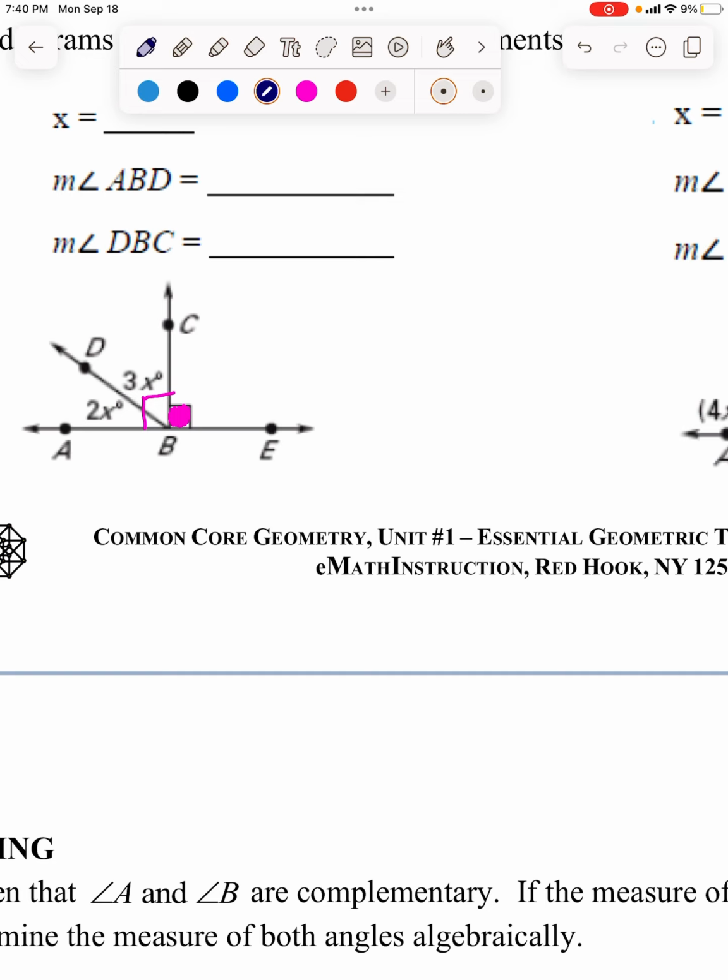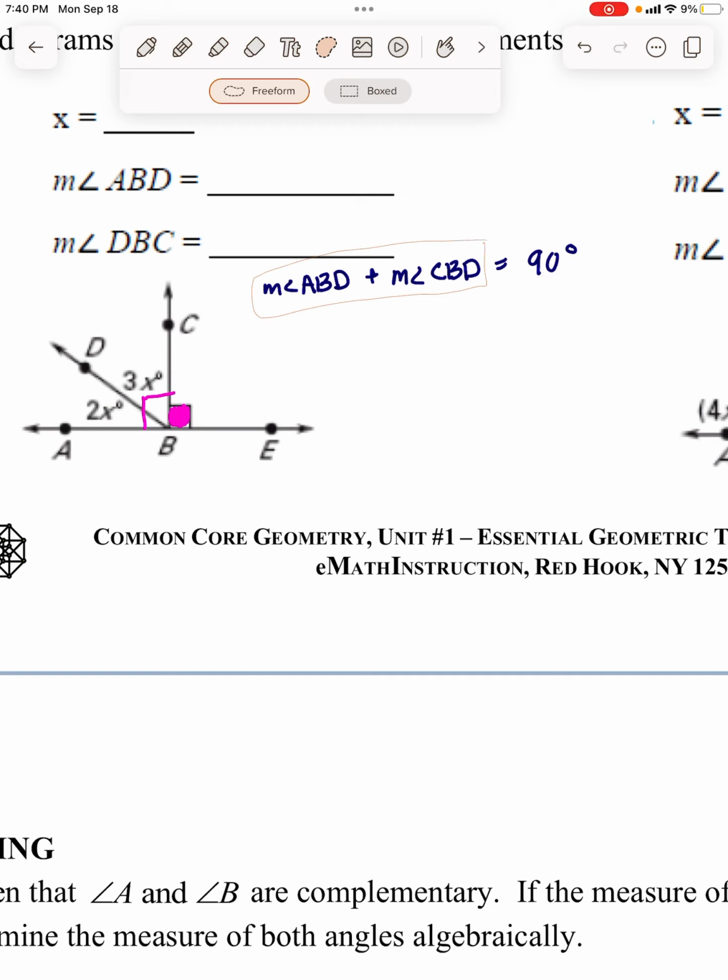All right, so the ways you can solve for this, you can do measurement angle ABD plus measurement angle CBD is equal to 90 degrees. You definitely can do that and see if you can solve for x.